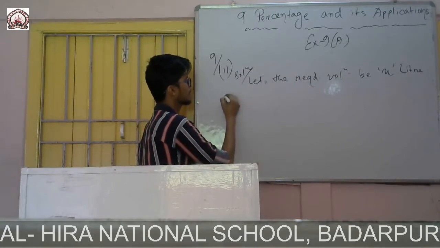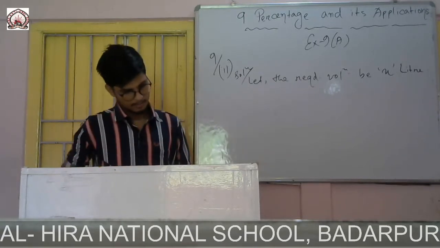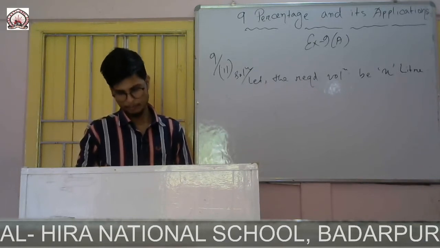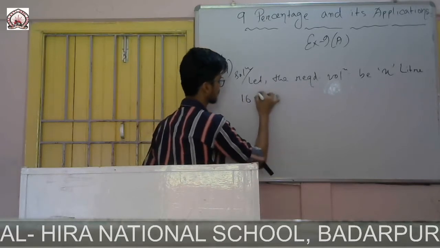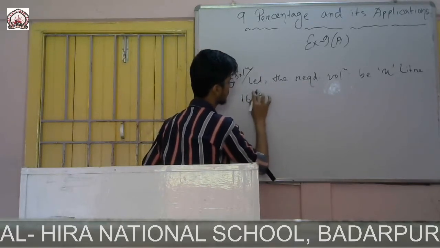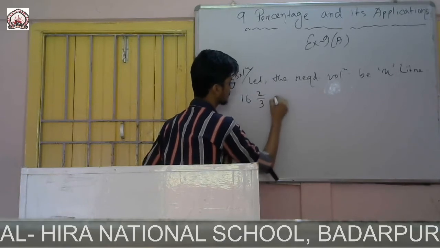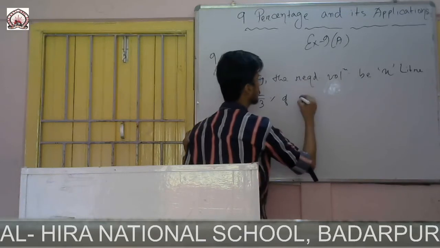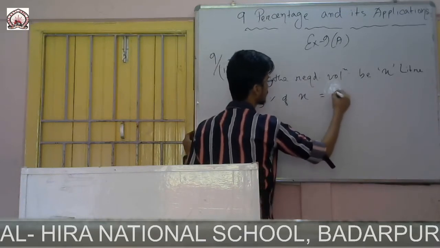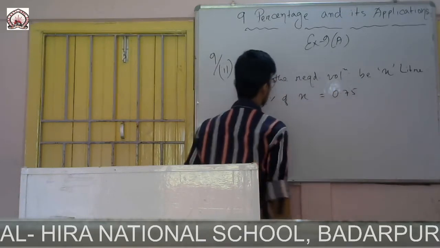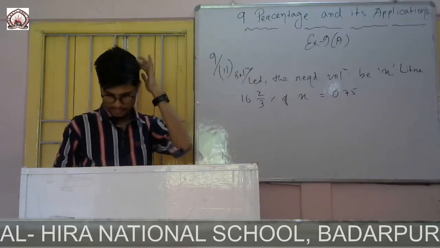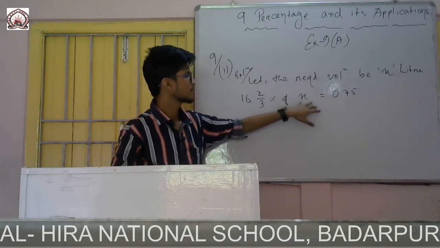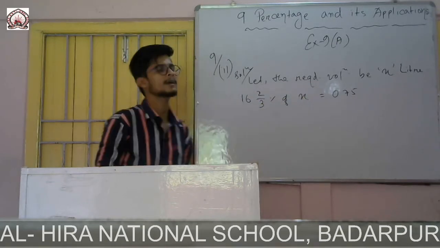Question is given, since 6 2 by 3% is 0.75 liter. Same as earlier, it is just given in liter. Same, you have to write 2 by 3% of x. That means of x is equal to 0.75. It says 6 2 by 3, and since I have taken the required volume as x, I will write of x equals 0.75.